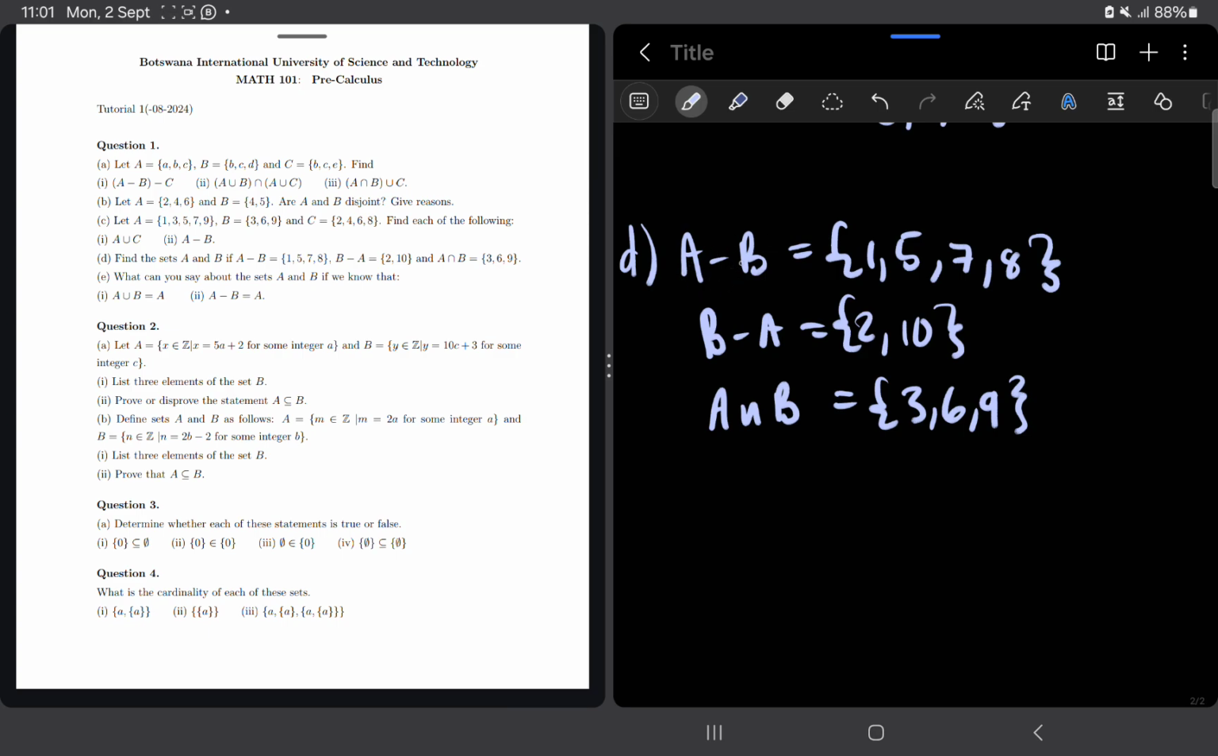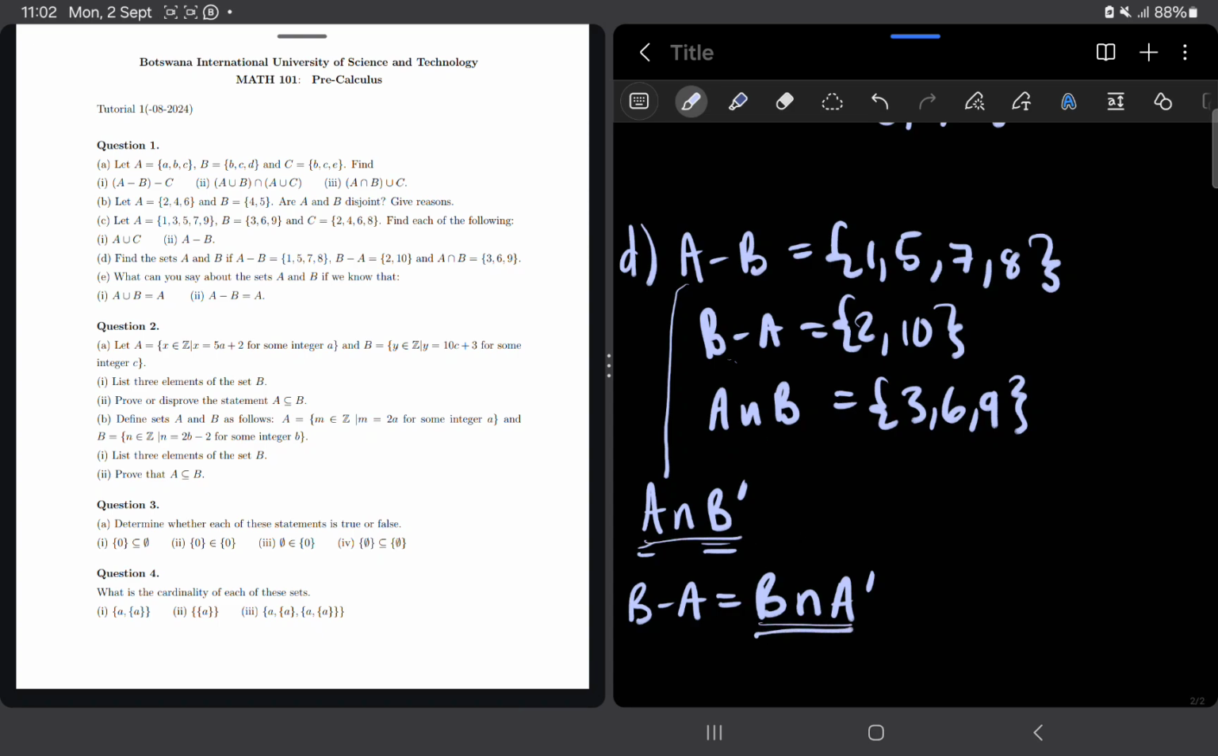If we say we have A minus B, that means we have A meeting with B prime. It should be in A but out of B. B minus A is the same as being in B and not in A. So here we have A and not in B, then B and not in A, and then we have what is both in A and B. So that is so easy.